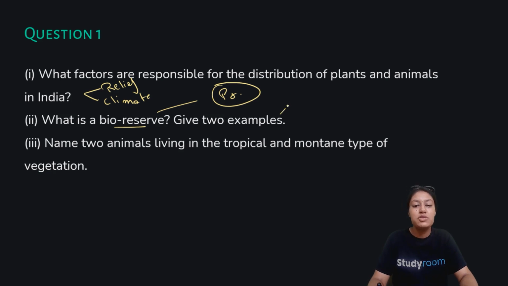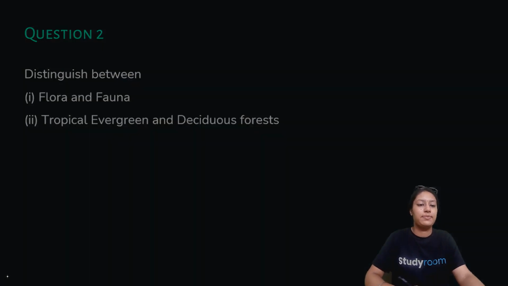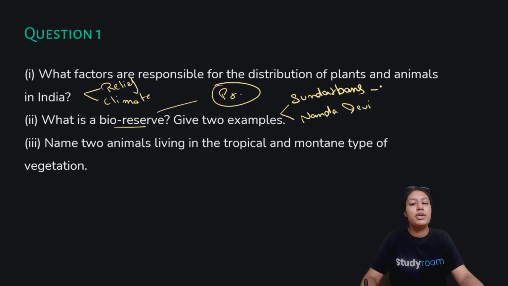Two examples we have: first is Sundarbans, which is in West Bengal, and second is Nanda Devi, which is in Uttarakhand.